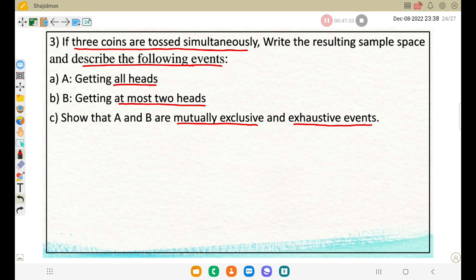Okay. So we will come to the question. 3 coins are tossed simultaneously. 3 coins.